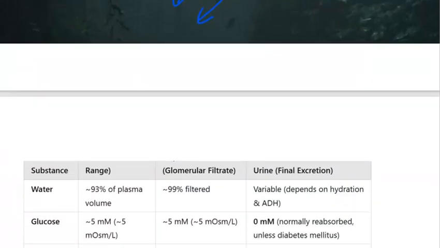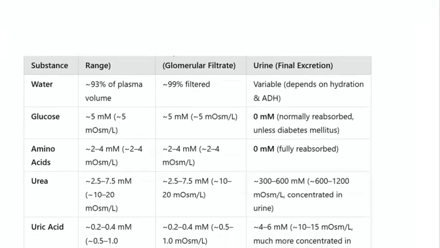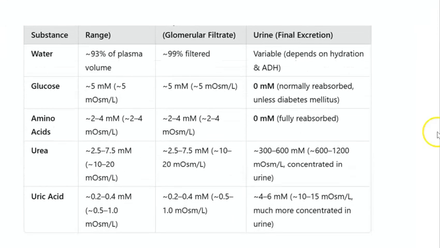And so what I've done is I've generated a comparative table. You can see here that there's the substance. This column here is the range of the substance found in the plasma. So that's pre-ultrafiltration. Then here we have the glomerular filtrate. So that's post-ultrafiltration. And then the urine will be after selective reabsorption.